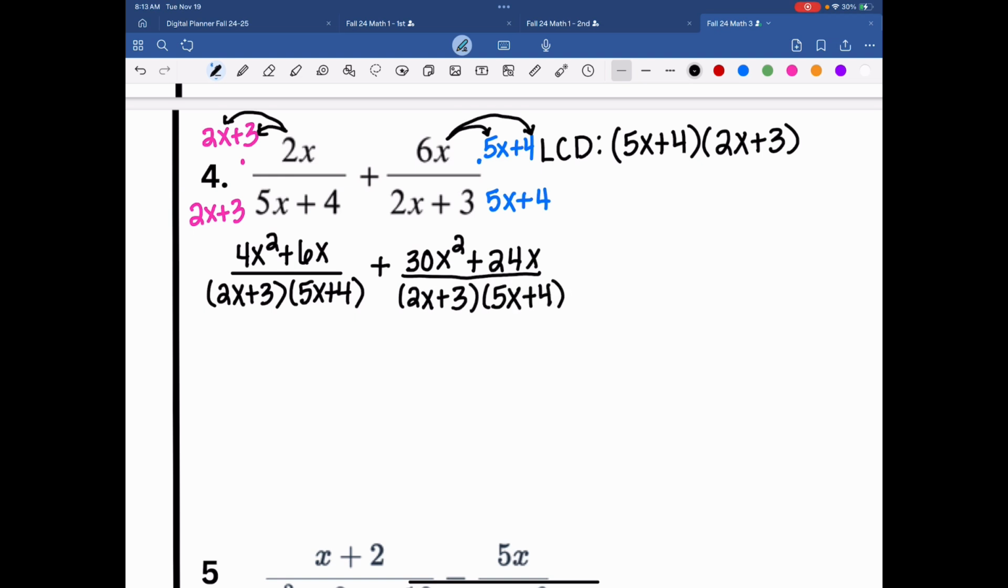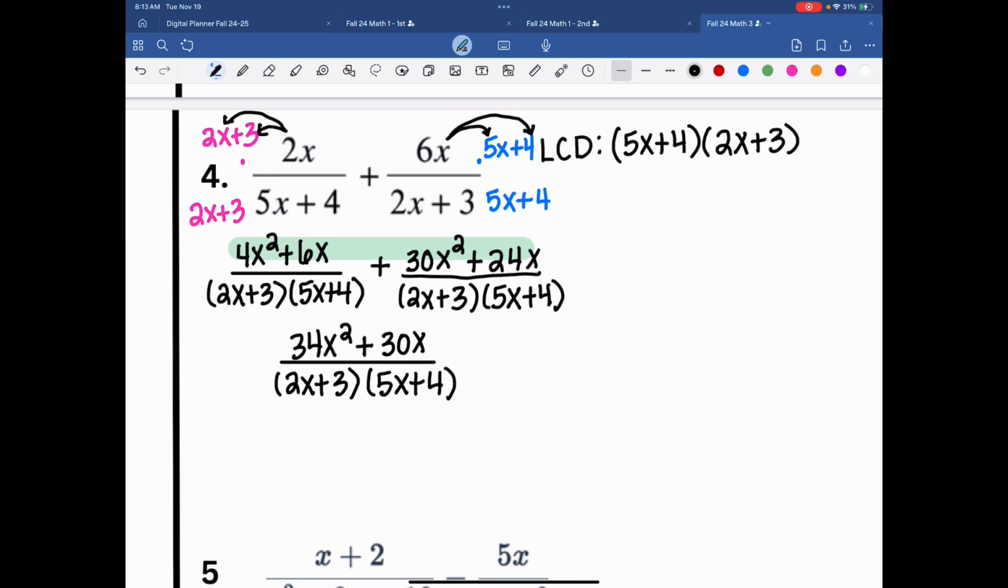So now that we have a common denominator, we can go ahead and add our numerators. So we do have like terms, which is 34x squared. And then the 6x and the 24x is going to become 30x. And that's all over 2x plus 3 and then 5x plus 4.